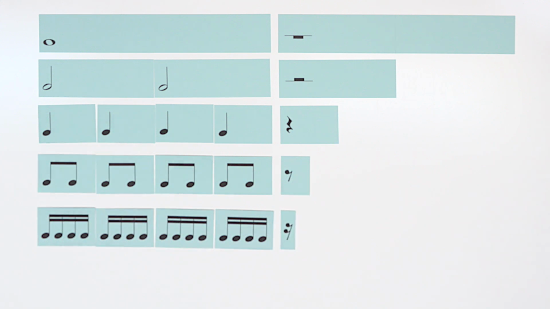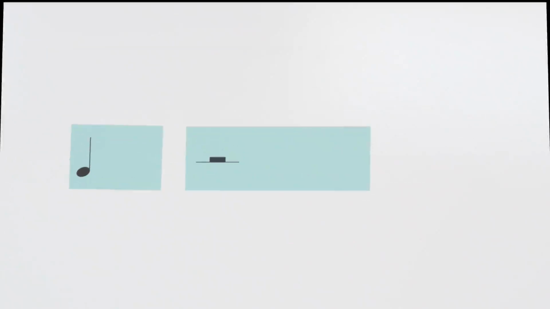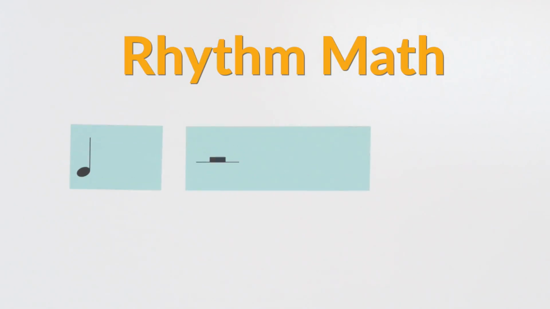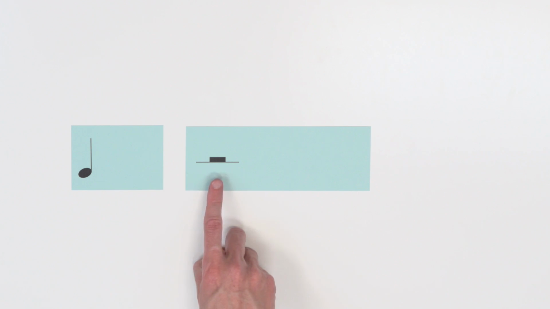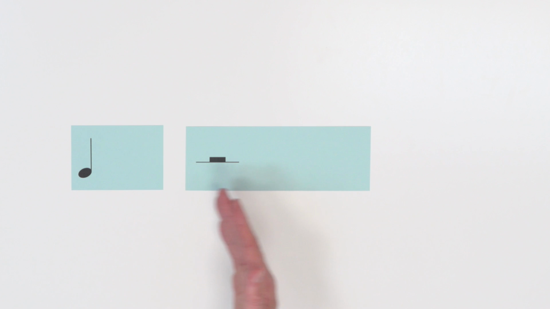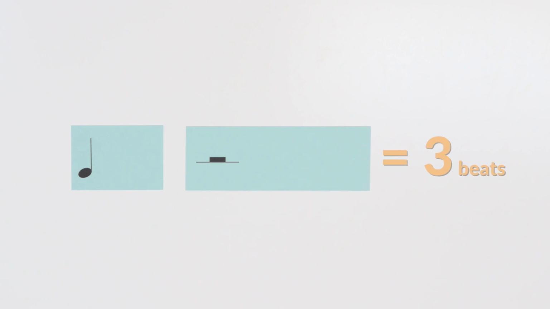Great, now let's try some rhythm math. Okay, for this rhythm math game, I'll put some rhythms up here, and you have to figure out how many beats together they are worth. So I'll help you with this first one. The quarter note is worth how many beats? If you said 1, you're correct. What about the half rest? It's worth 2 beats. So add up all the beats, 1 plus 2. The correct answer would be 3 beats.